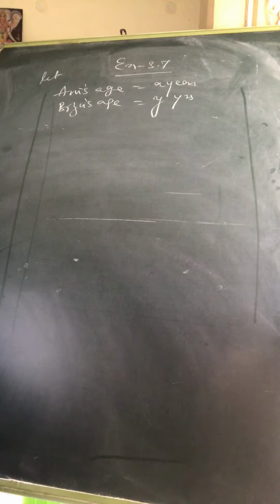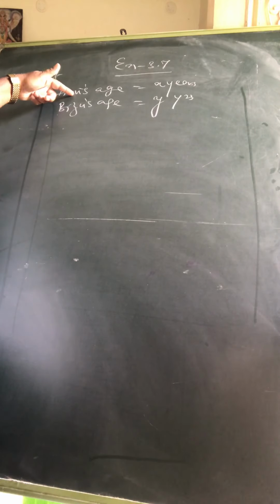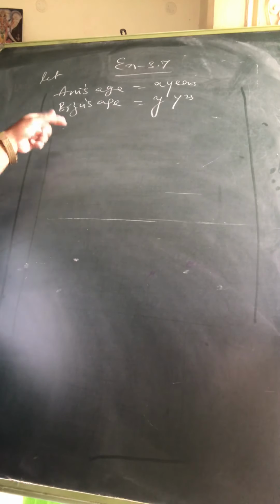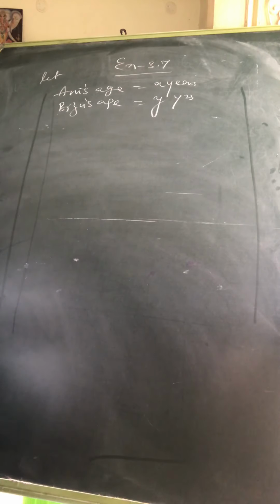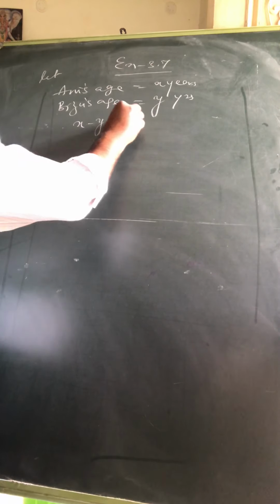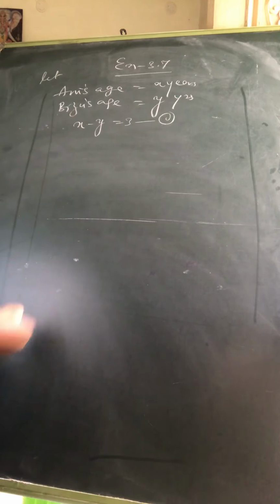So here one point we have to remember: difference he gave. Difference means Annie may be older or Baiju may be older. So two cases we have to solve in this. In these two cases, first we are taking Annie is the older. Then according to the problem, x minus y is equal to 3. It is the first equation.